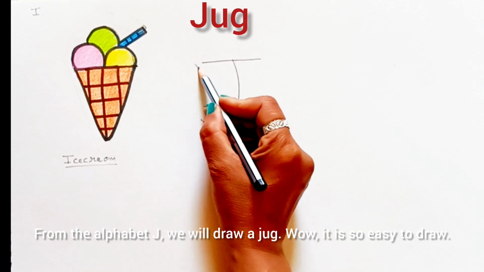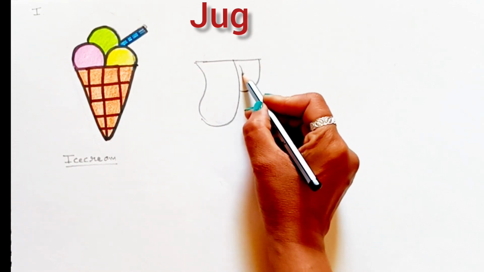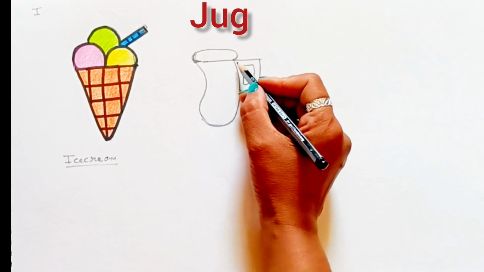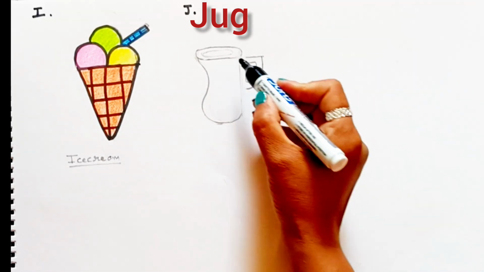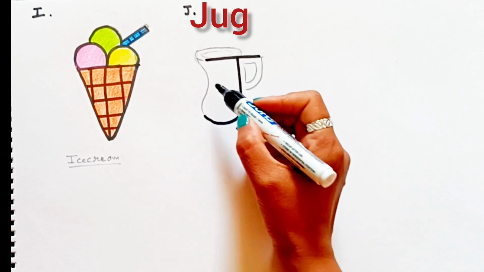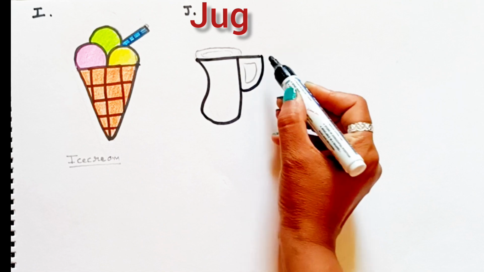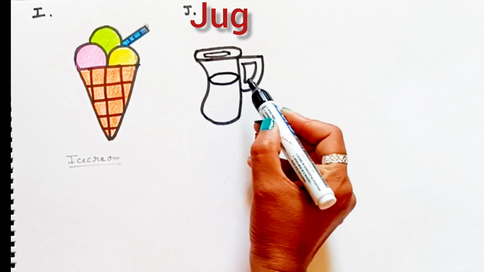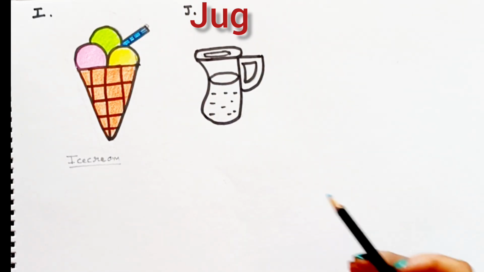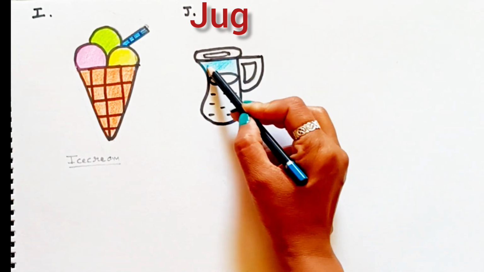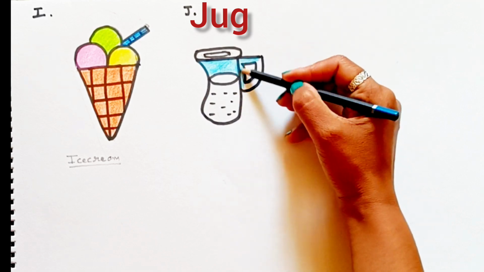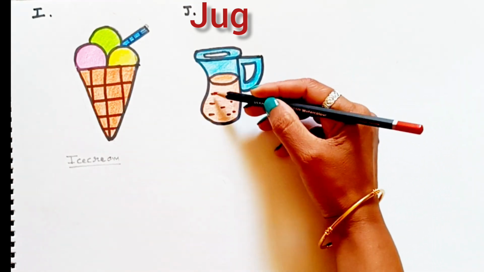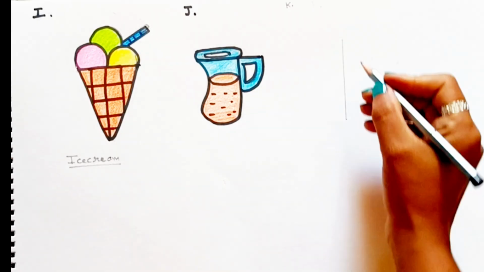From the alphabet J, we will draw a jug. Wow, it is so easy to draw.